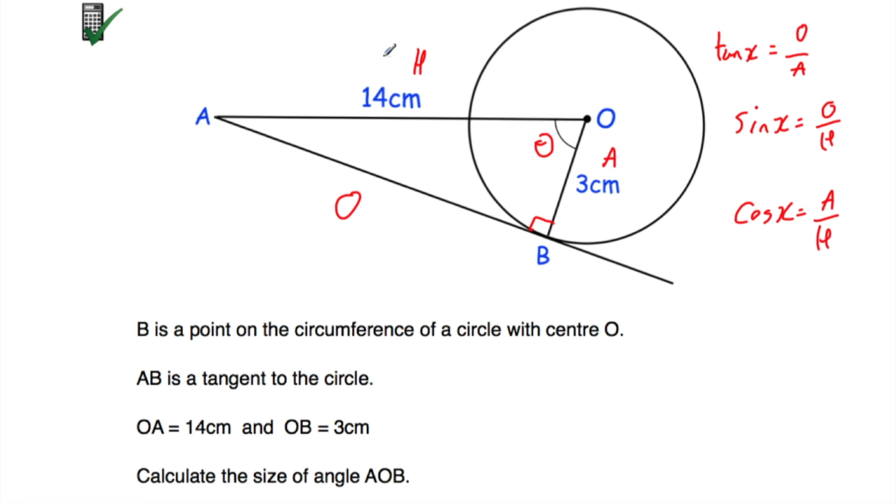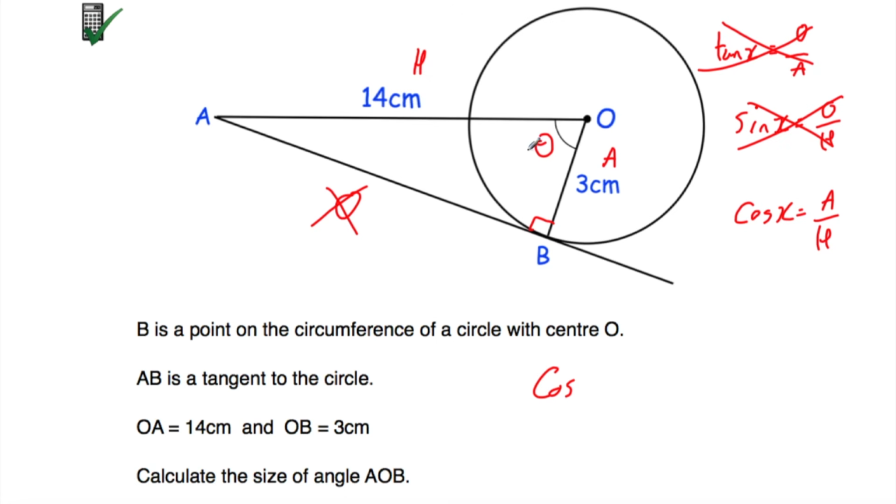Now in this question, we've been given the hypotenuse and we've been given the adjacent. We're not being given the opposite, so we can cross that off. So we can cross off any trigonometric ratio that has the opposite. So we're not using tan and we're not using sine. So in this question, we're going to be using the cosine, or the cos of the angle. So let's write that down.